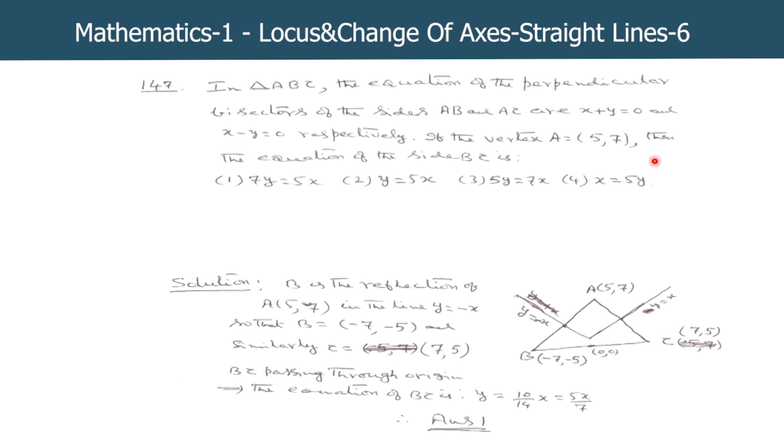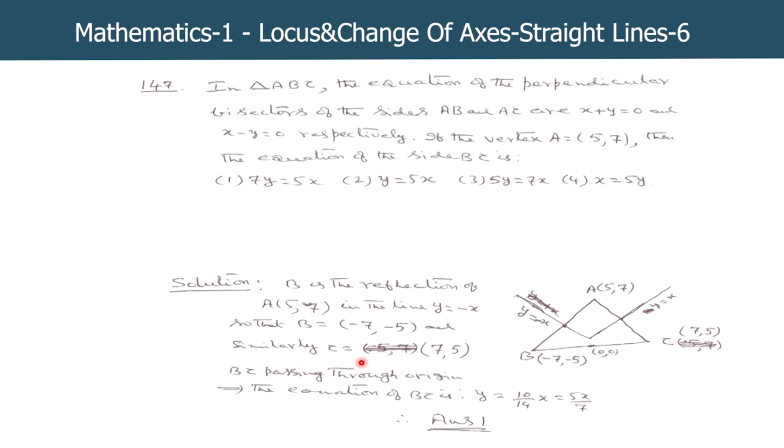Next, in triangle ABC, the equations of the perpendicular bisectors of the sides AB and AC are x plus y equal to 0 and x minus y equal to 0 respectively. If the vertex A is (5, 7), then the equation of the side BC is... again, of course, the same model problem we did already, by changing the equations. So here the perpendicular bisectors of the sides AB and AC are nothing but the lines y is equal to x and y is equal to minus x. So B is the reflection of A in the line y is equal to minus x. So B can be (-7, -5).